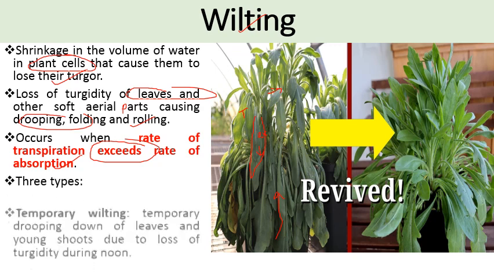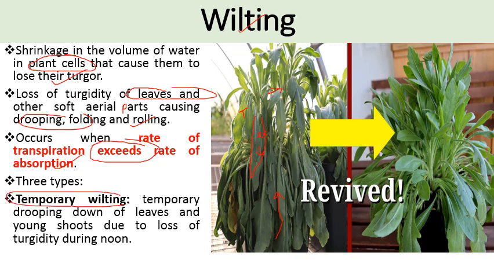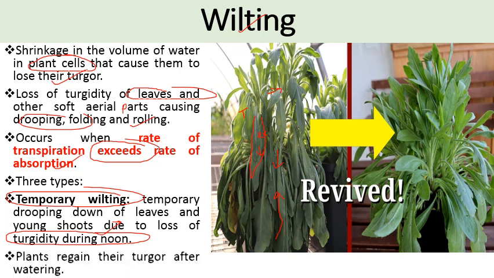So it is of 3 types. First one is temporary wilting, as the name indicates. This is the temporary drooping down of leaves and young shoots due to loss of turgidity during noon. Means in the afternoon, when the sun is very strong, the plants temporarily droop down, the soft plant parts, and in the evening and morning time they revive themselves again. That is known as temporary wilting. Plants regain their turgor after watering.